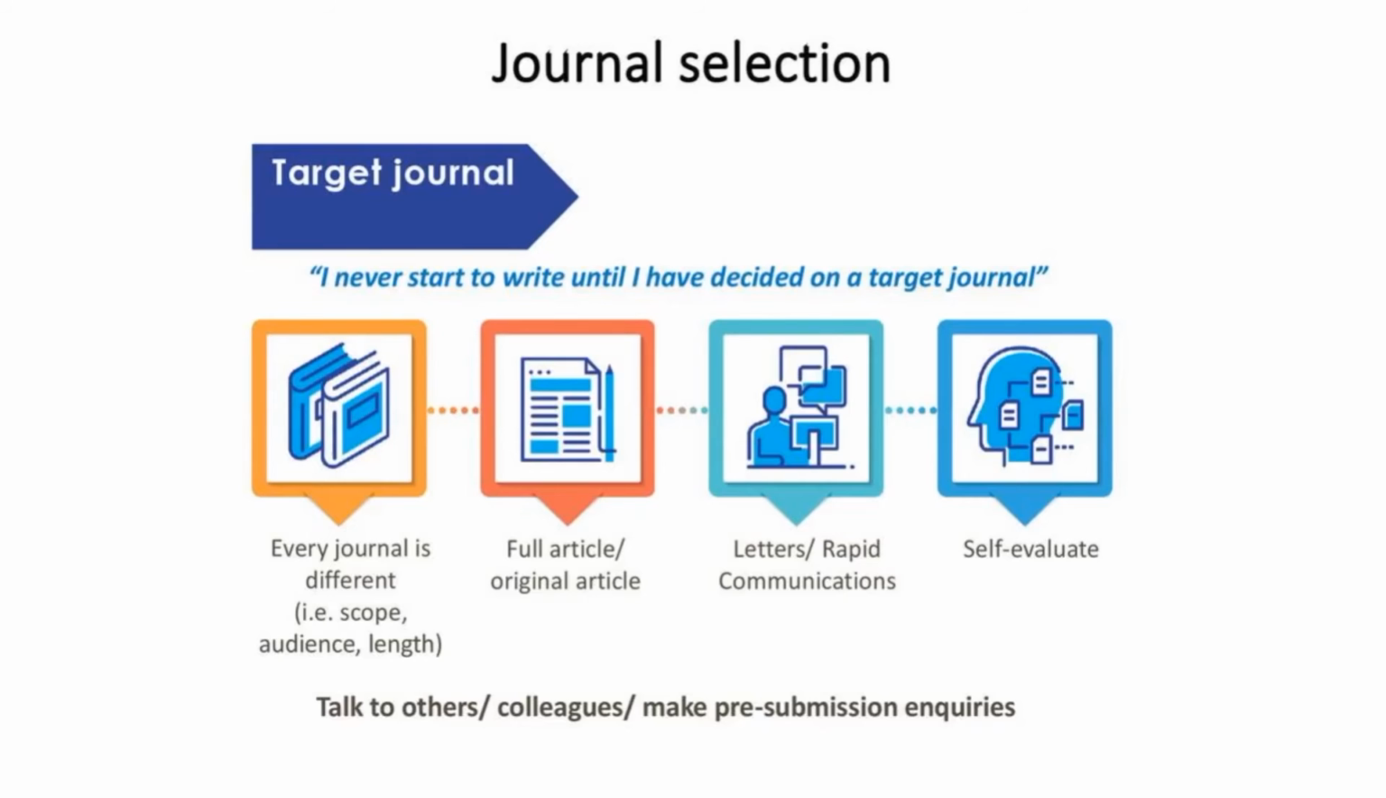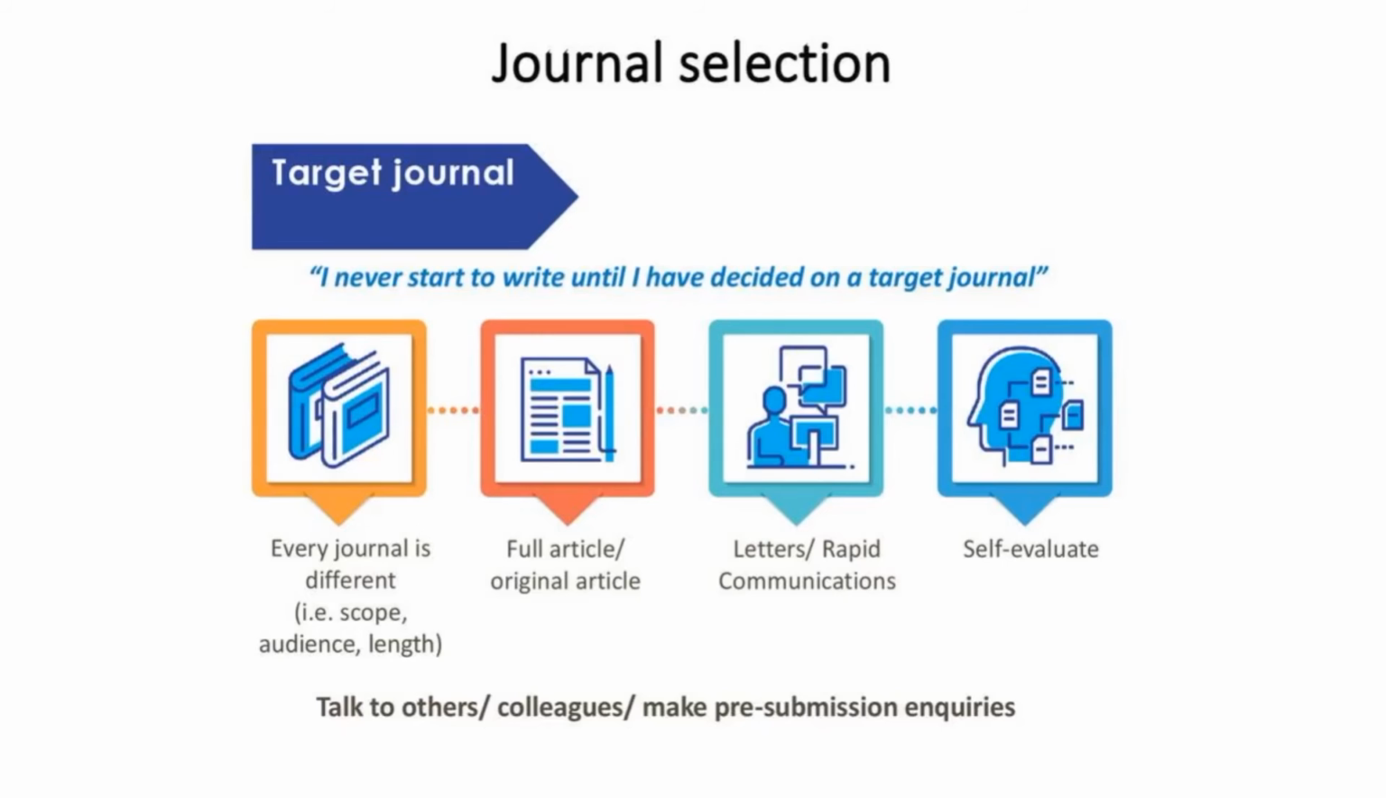Successful academics never start to write often until they've decided on a target journal. Your first part of your communication strategy with a journal starts before you begin to even write your next article. You should think about your audience, your target journal, before you begin the writing process. That helps you to structure and write the paper. Each journal is different. How can you do this? Talk to colleagues, talk to other people, make pre-submission inquiries. Have that step in the initial writing and submission process before you begin the writing process.